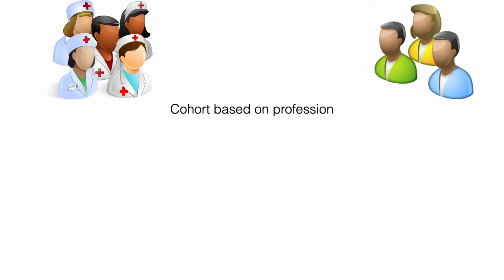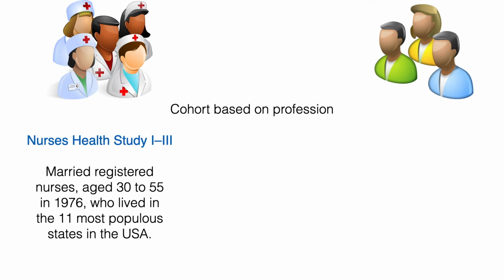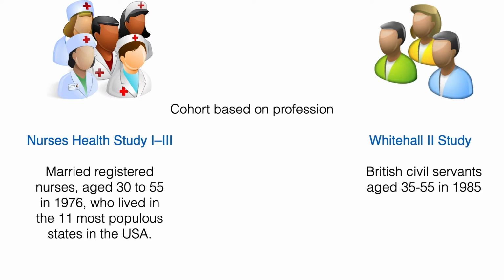Then we have cohorts based on profession. For example, the Nurses' Health Studies, which we already have Nurses' Health Study 1, 2 and are now working on 3. So the commonality there, what defines the cohort, is nurses, and I believe exclusively in the United States of America. From the UK, we have the Whitehall 2 study. This includes British civil servants. So here the cohort is defined primarily by profession, and there are numerous other examples.